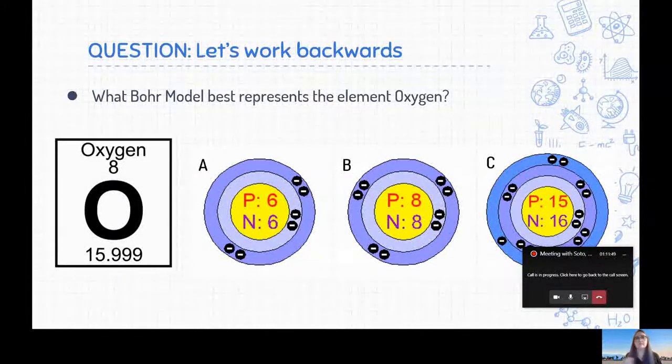So let's work backwards. Which of these models would now represent this element? So now, if I give you the element, right? If I give you the box in the periodic table, are you able to tell me what the drawing of the atom should look like? And that should be easy. You should be able to tell with the atomic number, the number of protons, and that should be your first step. If they all have a different number of protons, that makes it easy. So 8 protons, B would be the correct answer here.